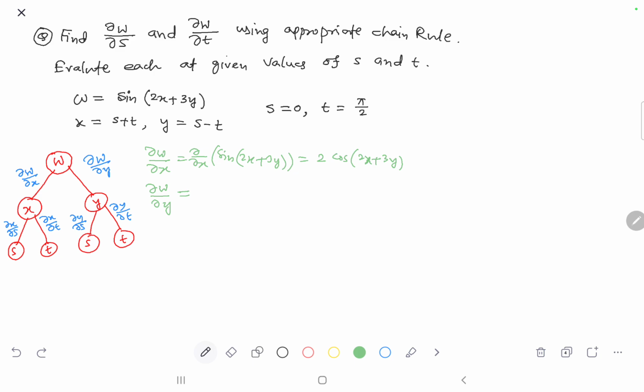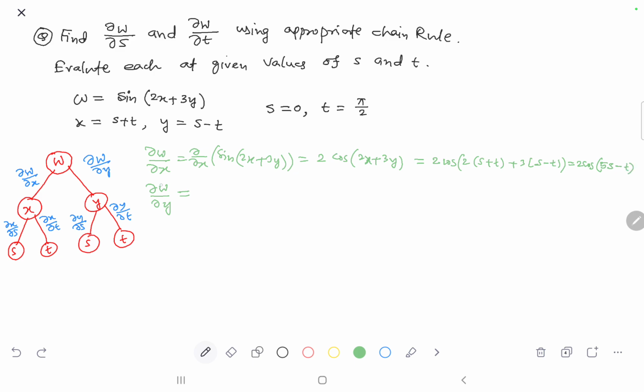All right. Okay. So if you use s and t, you put it here, then what should we get? We get 2 cosine 2 into x, x meaning s plus t, plus 3 into s minus t. So if you simplify, what should we get? We get here 2 into cosine 2s plus 3s, so 5s, 5 of s minus t.